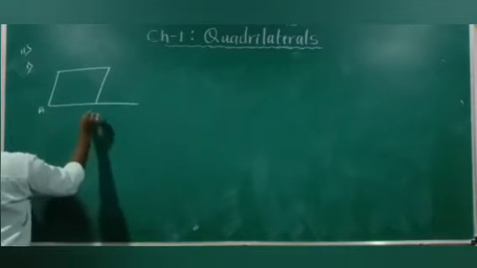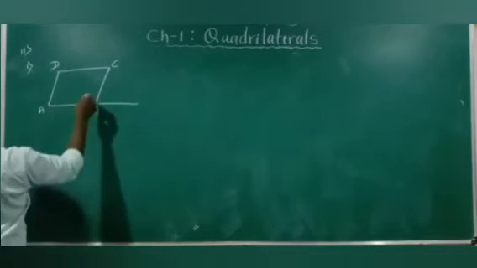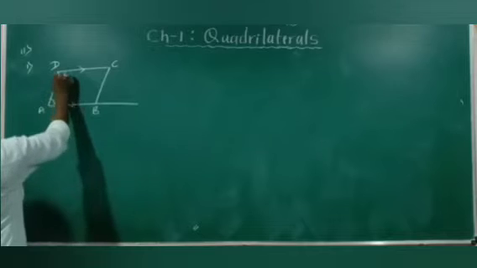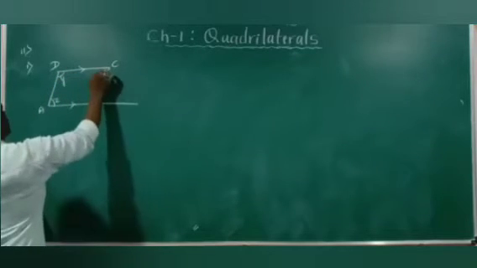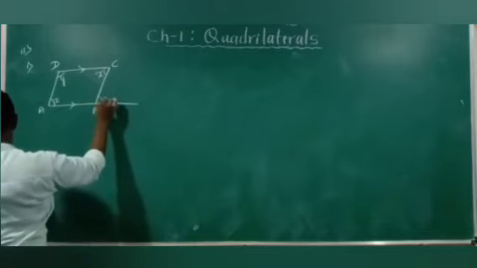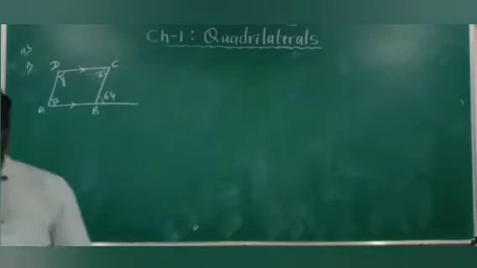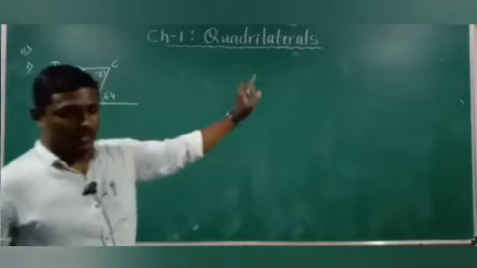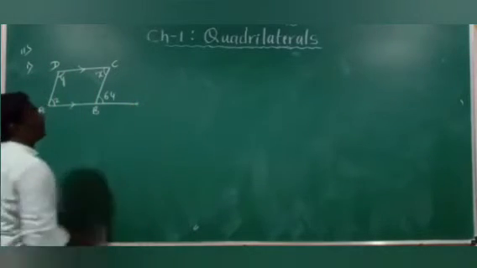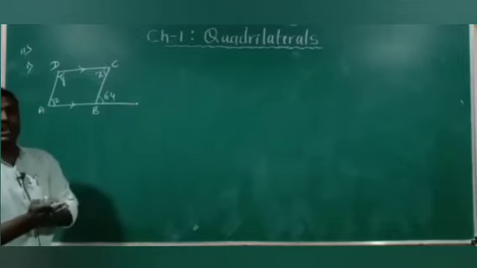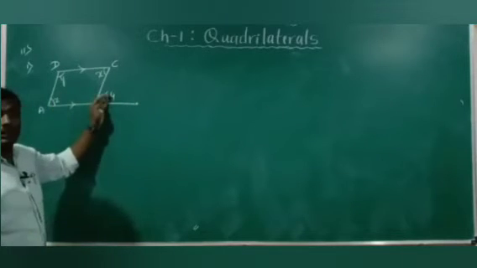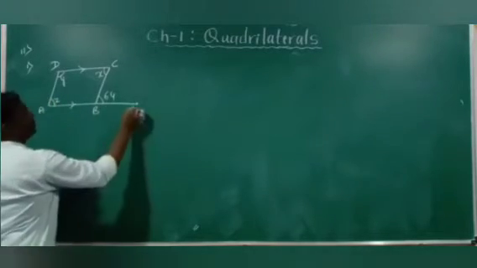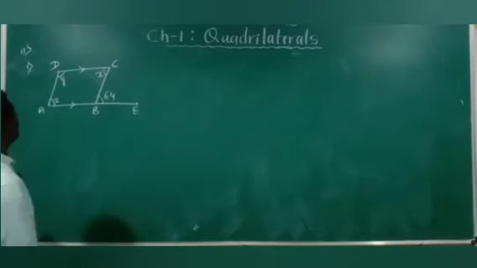The angles are A, B, C and D. DC is parallel to AB. This angle is Z, this is Y, angle C is X and this is 64. Take one more point here. Once you take one more point, you can easily identify that these two are corresponding angles, so without any calculation you can find the Z value. Take this point as E.